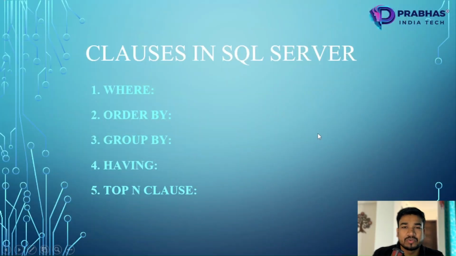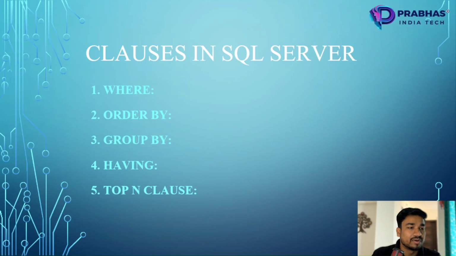In this video, we will see clauses in SQL Server. In that we have 5 clauses: a where clause, order by, group by, a having clause, and a top n clause. But we need to know what clauses are. Clauses are additional options we use for filtering the records, sorting the records, and grouping the records within a table.